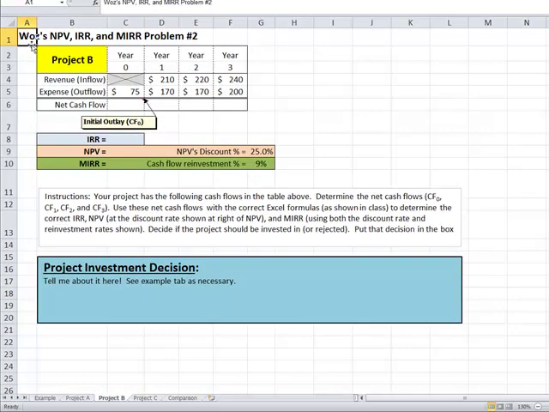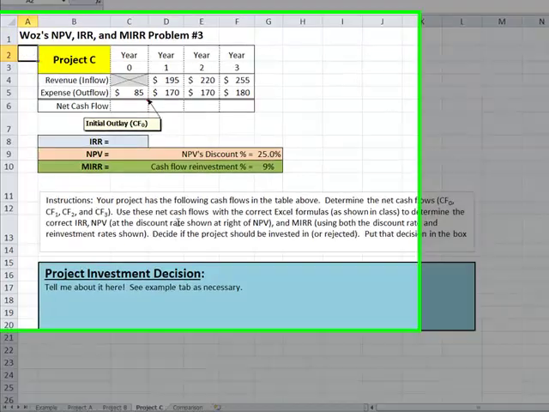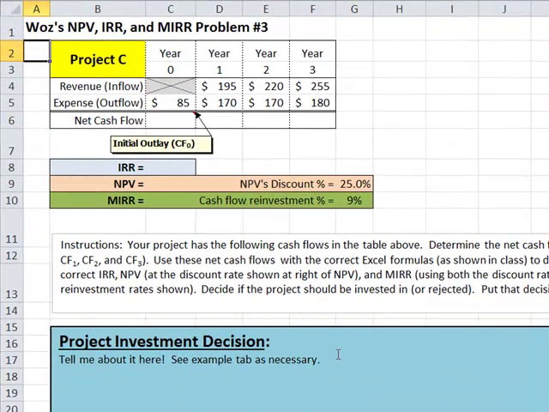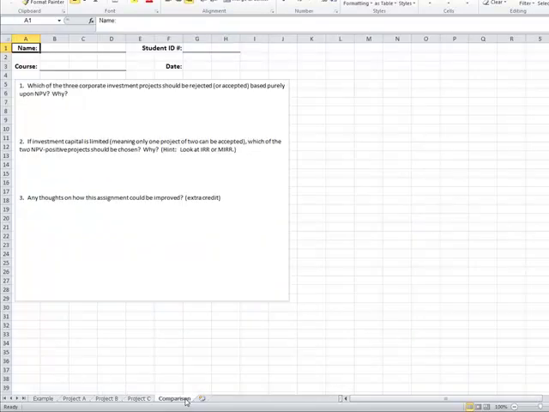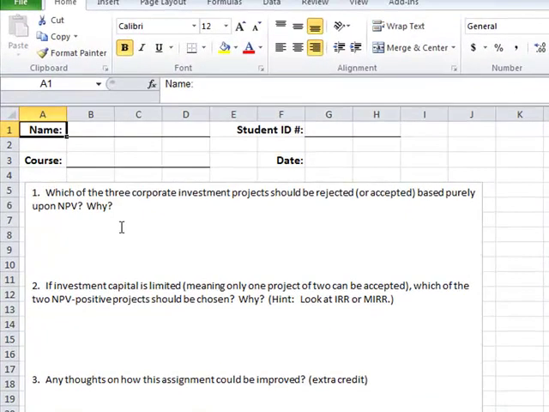Project B, you need to repeat what you've been shown on the previous page or tab for Project A, and Project C, and each of these have different numbers, and you are expected, Projects B and C, in order to get full credit, to go ahead and also tell me about your decision. Okay. And finally, on the very last page or tab is a comparison. Please do put your name in your spreadsheet, and please examine the NPVs and summarize which projects should be accepted and rejected.